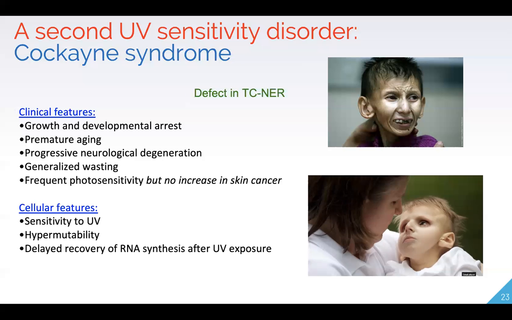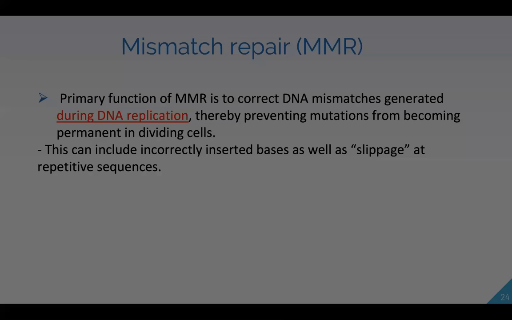All right, so these cells are obviously extremely sensitive to light. They're also hypermutable, meaning there's a higher frequency of changes in the genomic architecture because they're not able to repair these lesions. And of course, there's a problem with RNA synthesis, because unlike the case of XP, they're dependent on transcription-coupled processing. So if you're not able to repair these lesions, transcription will be halted, and therefore you have a problem with transcription, especially after UV exposure, when you have more of these lesions available.